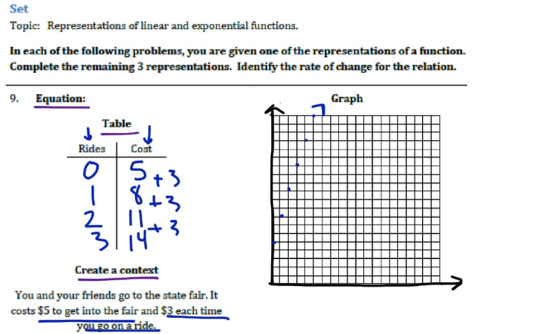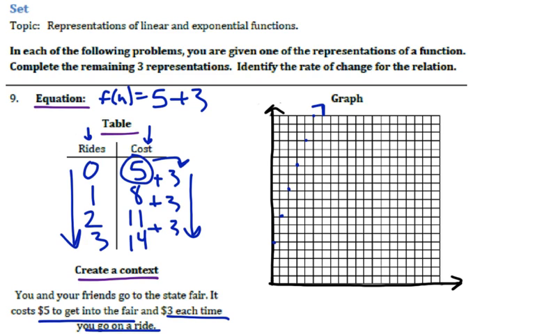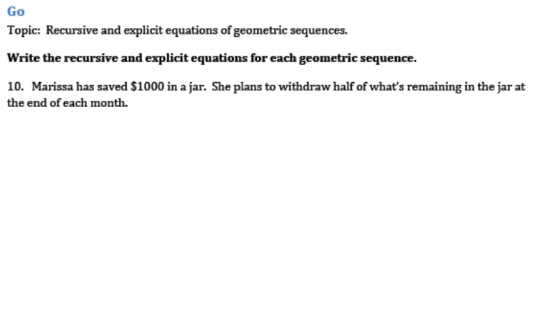And remember, for the explicit equation, we think like this. Well, the function is equal to what? Well, we started at 5, right? And what did we do to that 5? We added 3 to it. How many times are we adding 3? Well, that depends on how many rides we go on. So, since our variable is n, if we went on n rides, we'd times 3 by n. And that would be our equation. Okay, there we go on that one.